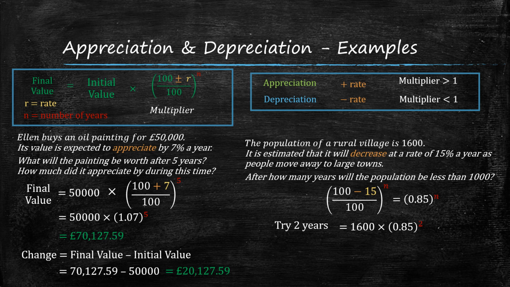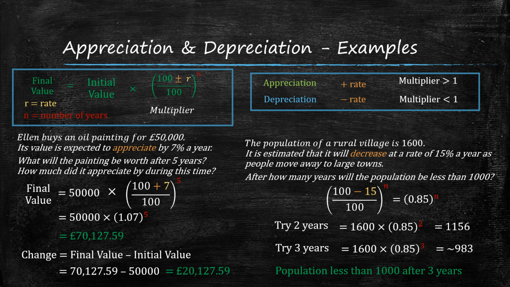What happens if we use n as 2 years? Well, final value equals the initial value, 1600, times our multiplier, 0.85 raised to the power 2, and that gives us a population of 1,156. So the population is not less than 1,000 yet. So let's nudge it up to 3 years. Let's try n is equal to 3 years. So that's 1600 times 0.85 raised to the power 3, and that gives us approximately 983 people, and the population is now less than 1,000. So the population will be less than 1,000 after 3 years.